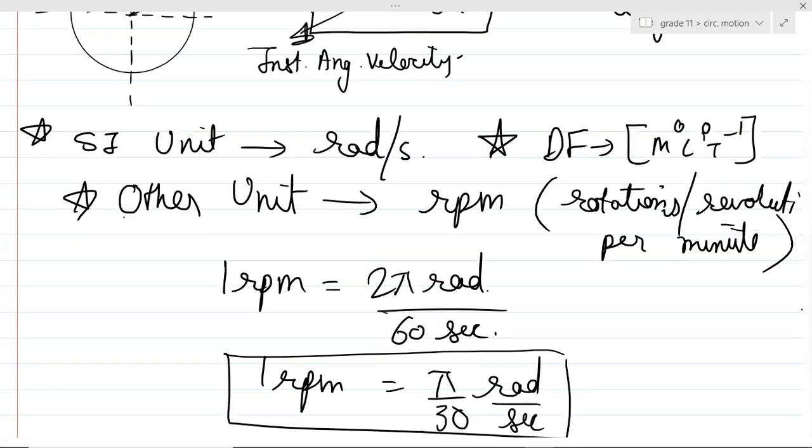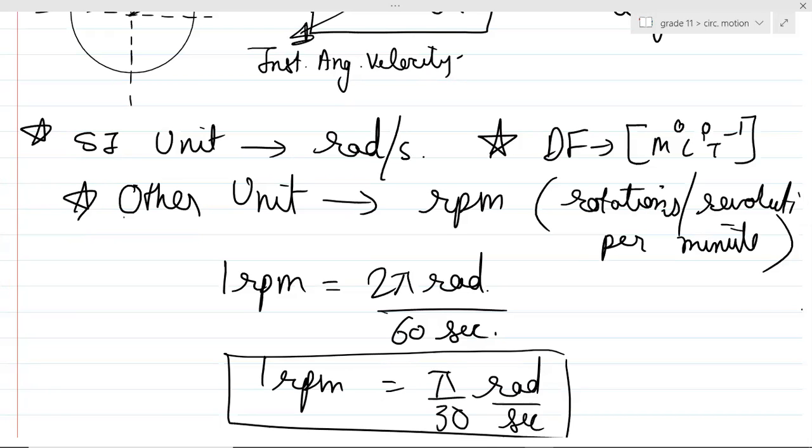Hello guys, is it clear? Yes. Yes, sir. Okay. RPM is 2 pi rad, which is basically 360 degree, 360 by 60. One revolution or one rotation is basically covering 360 degree, right?